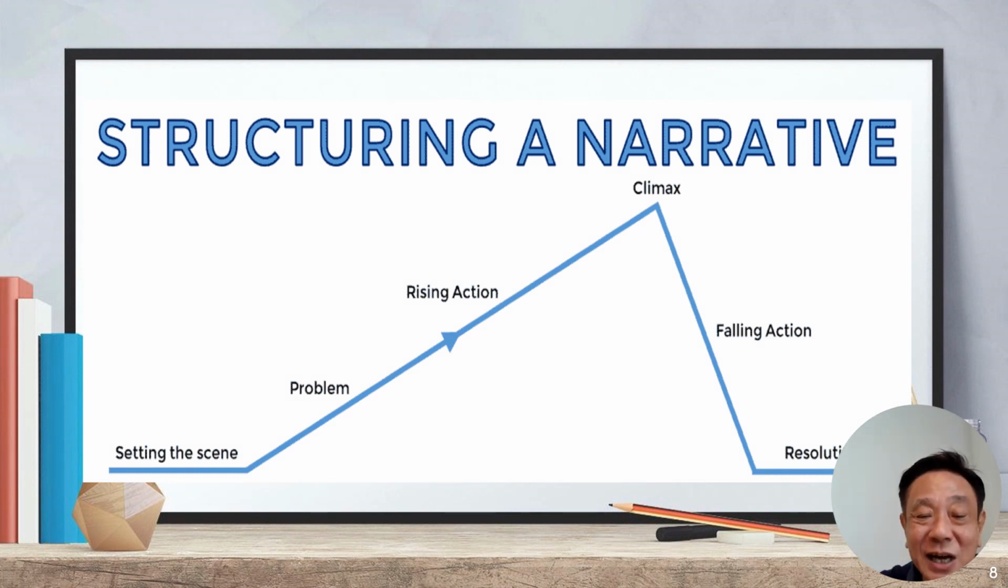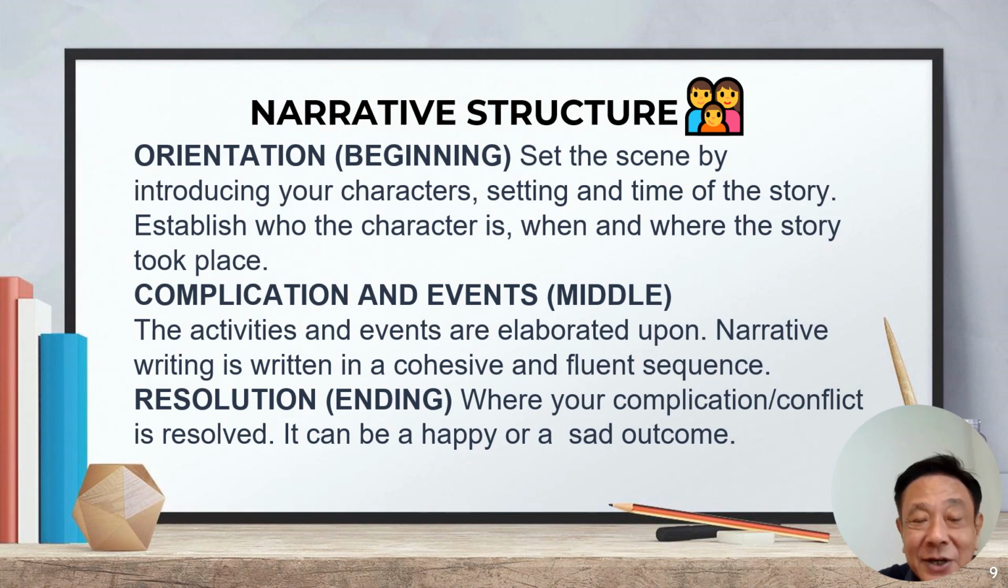Okay, this is how the narrative structure will look like. All right, you set the scene, the orientation, then you have the problem or conflict, and then you have a rising action, you have the climax, the falling action, and the resolution. Okay, let's reiterate the narrative structure, right? In narrative writing, you always have the beginning, which is also known as the orientation, and then you also have the middle or the body content, which includes the events as well as the complication, and then the conclusion in narrative writing is known as the resolution.